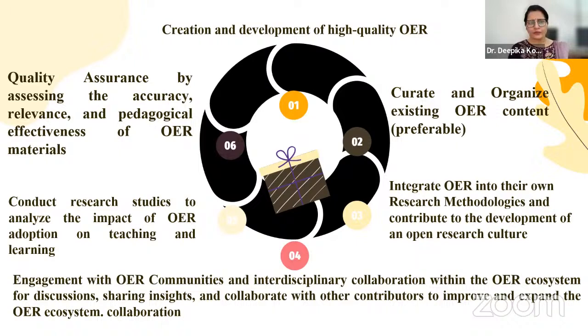Now, how can we assure the quality? We can assure the quality by assessing the accuracy, relevance, and pedagogical effectiveness of OER material. Now, I want to highlight one thing, that each and every OER available on the net is not necessarily perfect, it could lack in one respect or another. So being a researcher, your role is first of all to assess the accuracy. Whenever you are referring an OER to your students in the classroom, or if you are using an OER for your research work, it is important to assess the accuracy of that OER. Whether it is accurate, whether it is relevant, whether it has some significance, or effectiveness.